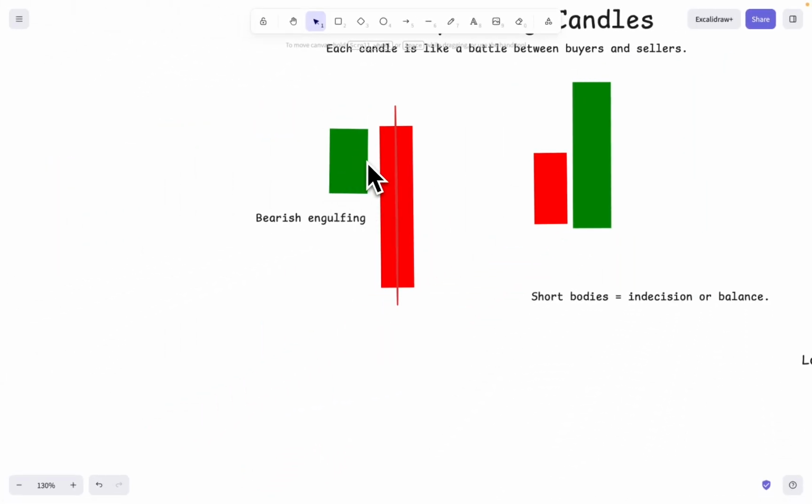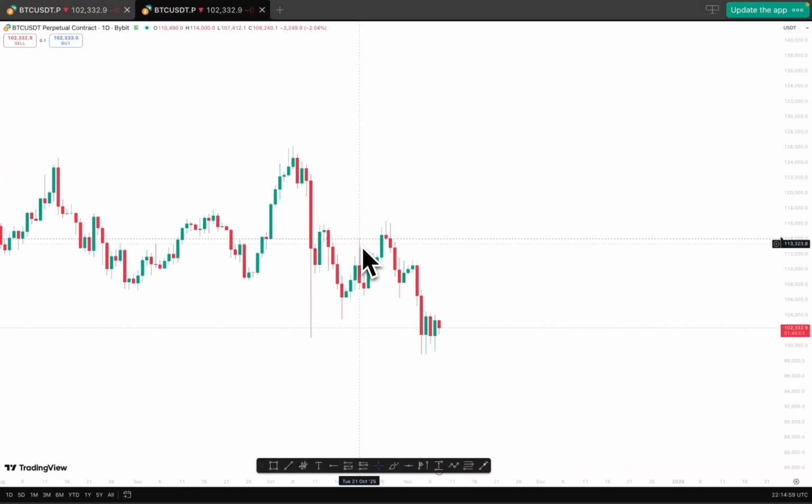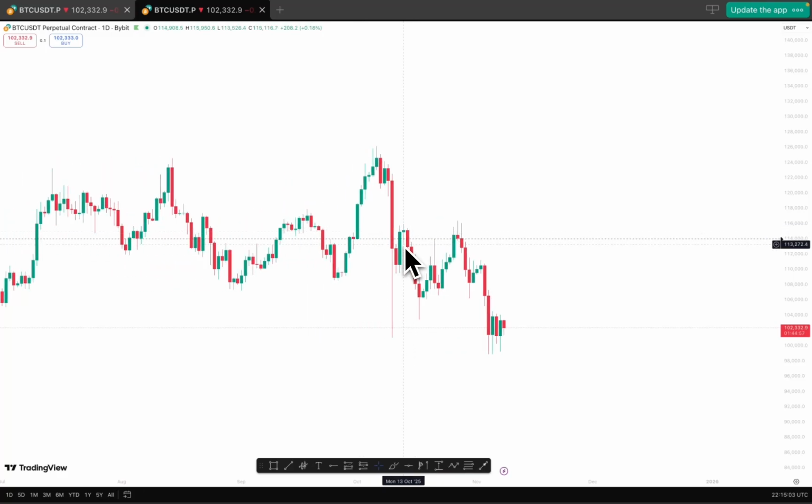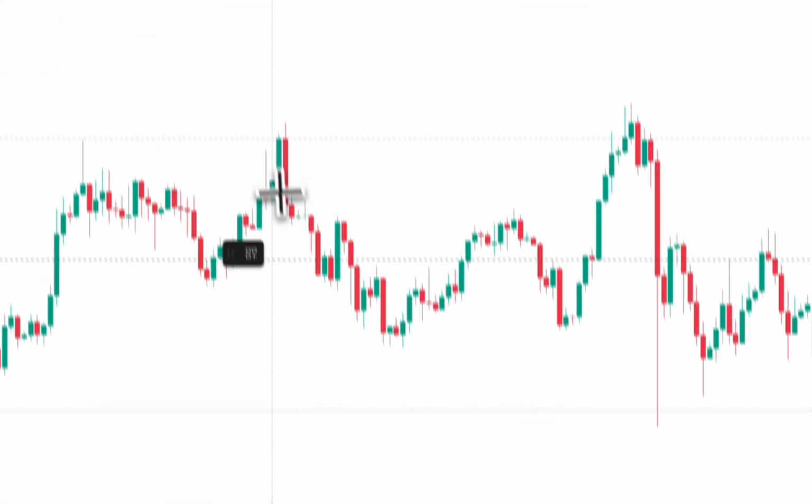An engulfing candle is a candle where the next candle covers the high, the low, and the body of the previous candle. That is what an engulfing candle is. It is a reversal candlestick pattern. When you spot an engulfing candle on a daily time frame, it usually signifies a change in trend.